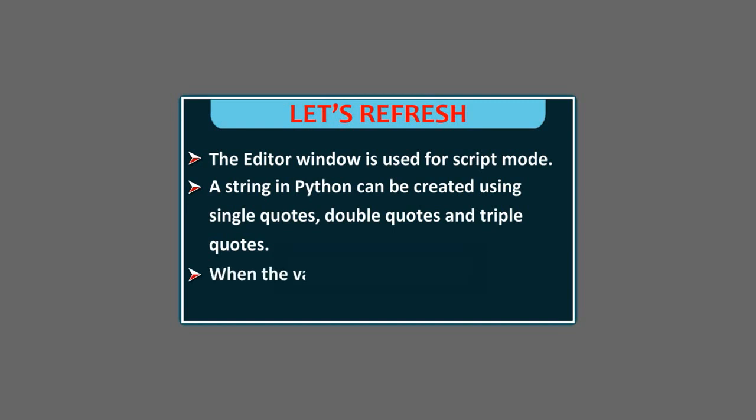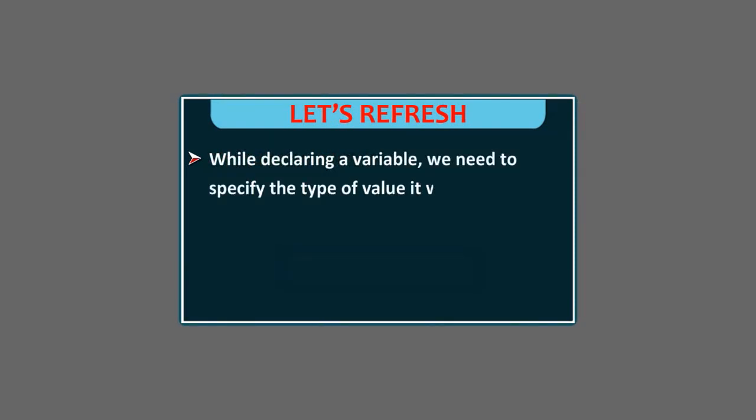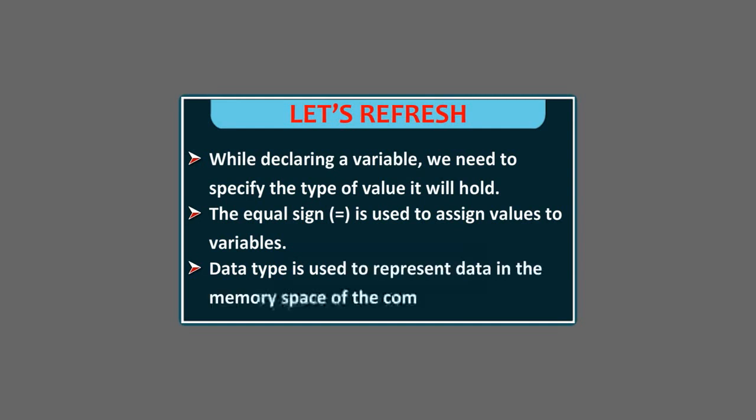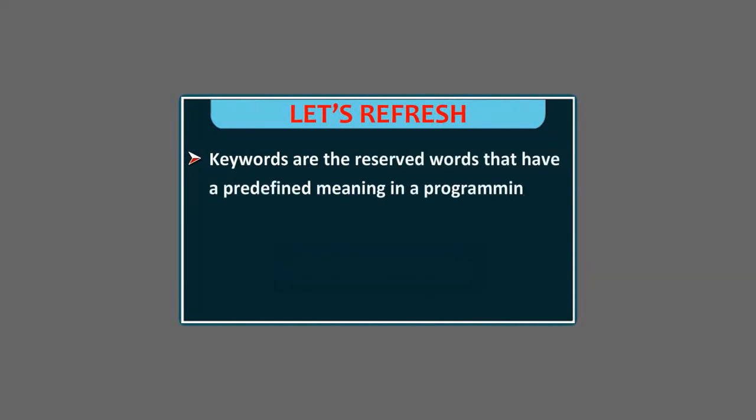When a variable is created, it reserves some space in memory. While declaring a variable, we need to specify the type of value it will hold. The equal to sign is used to assign values to variables. Data type is used to represent data in the memory space of the computer. Keywords are reserved words that have a predefined meaning in a programming language.